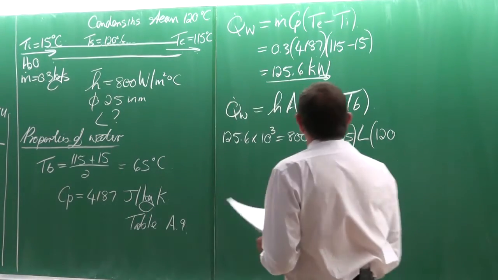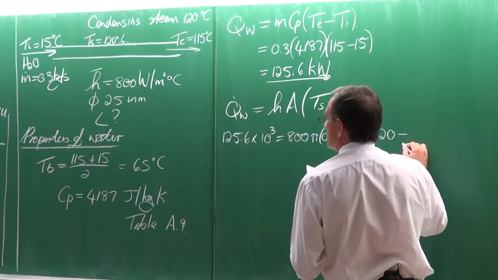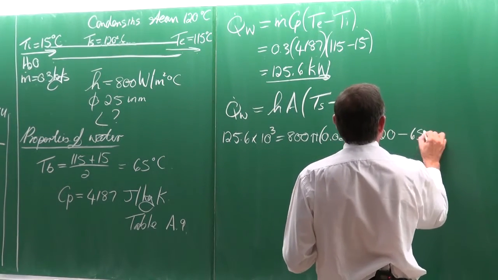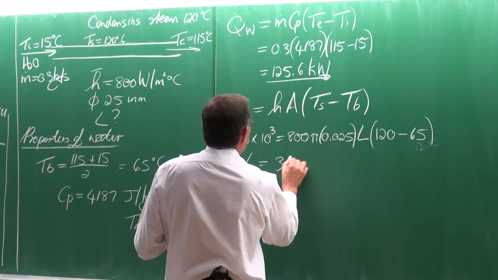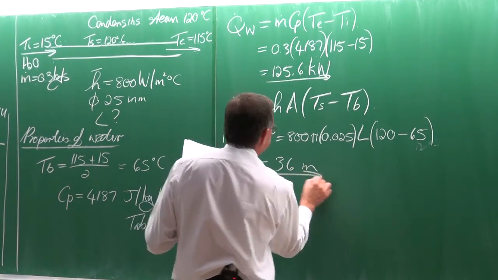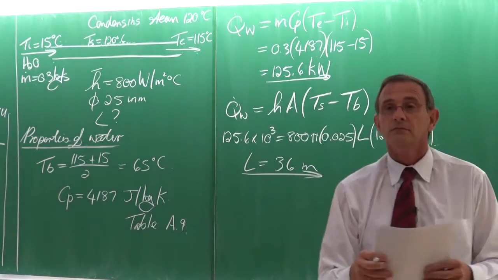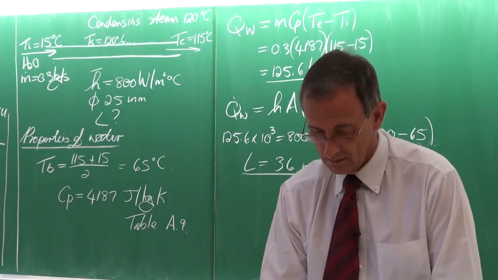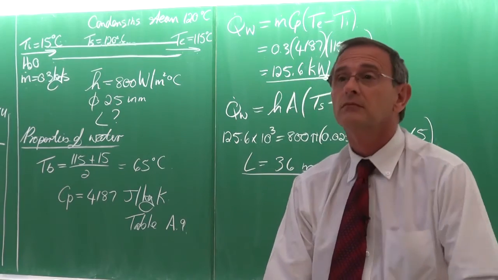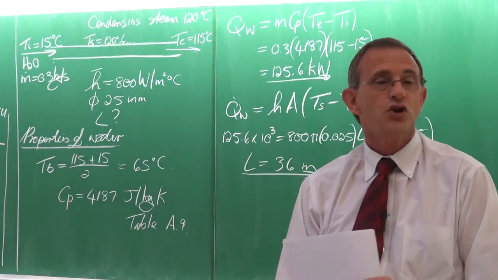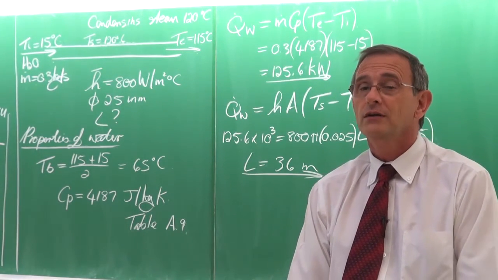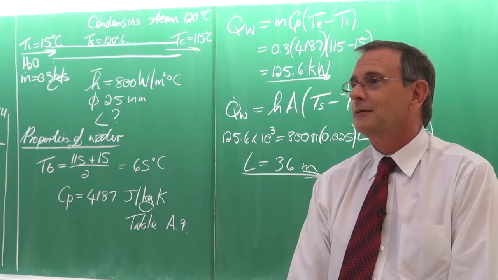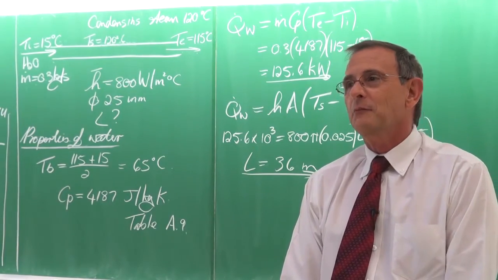So it is 120 minus the bulk temperature, and the bulk temperature is 65. So it is very easy for us to calculate the length as 36 meters. You agree? All agree? I'm thankful to see this.